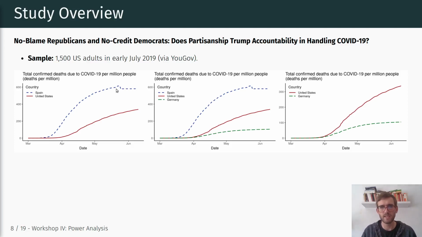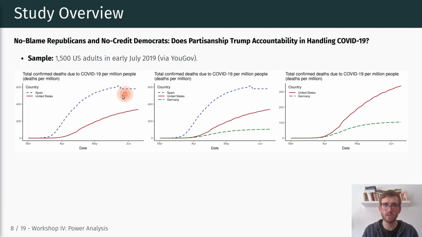administration at that time in a more positive light. Compared to that, on the right side here, we have the comparison to Germany, where of course deaths per million were much lower, and continue to be much lower. So this is a comparison that emphasizes that the US was doing poorly compared to a European partner that is comparable in wealth and other characteristics, right? So we have one negative comparison, one positive comparison.